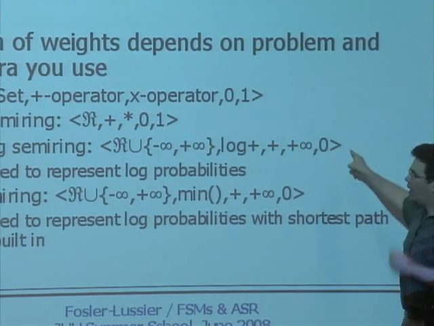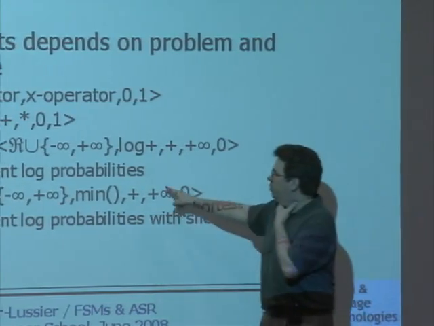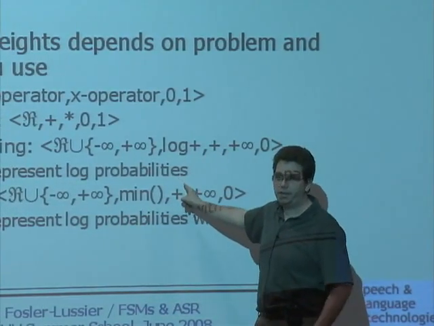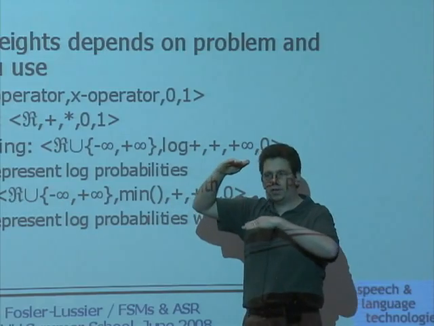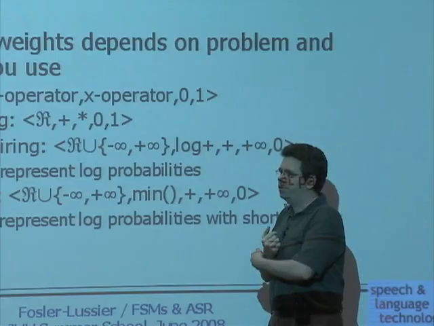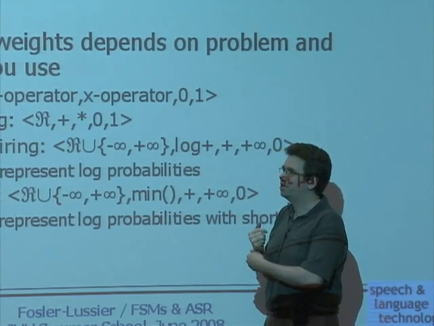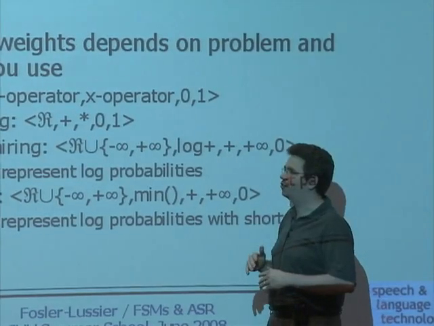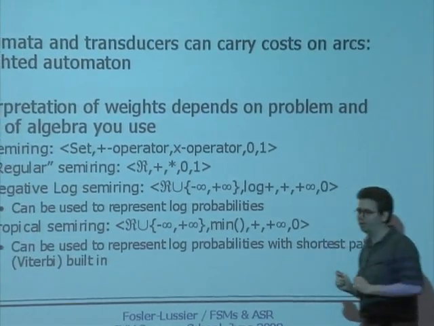Now, why is that a good idea? Well, basically, we can talk about representing log probabilities in that space. Probabilities are going to be things that go between 0 and 1. In fact, they can actually extend beyond that range because we sometimes use unnormalized probabilities in our acoustic modeling.